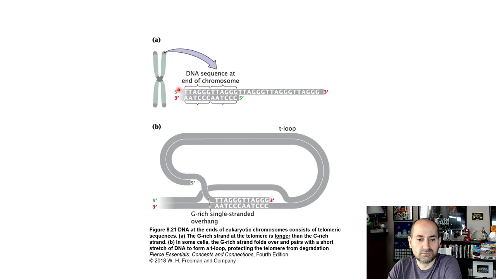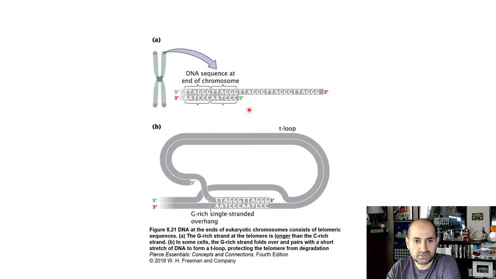And look at this. Here's something else you need to know. There is a longer G-rich strand and a shorter C-rich strand. You see? So the G-rich strand extends longer than the C-rich strand. Isn't that interesting? So let's look at this here. DNA at the ends of eukaryotic chromosomes consists of telomeric sequences. Remember, the sequences are TTA followed by a bunch of G's. In A, you see the G-rich strand is longer than the C-rich strand.